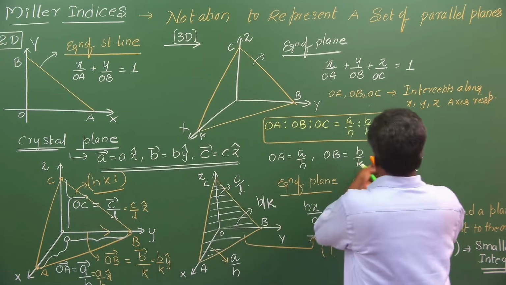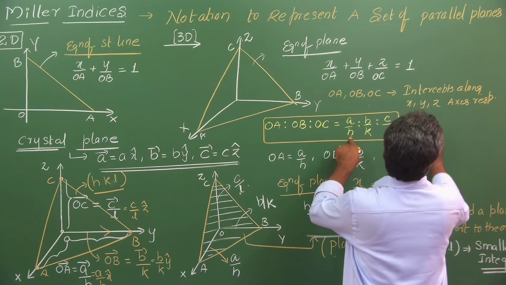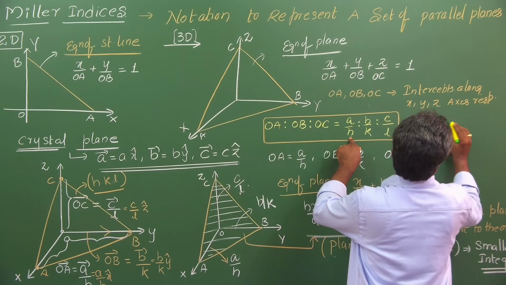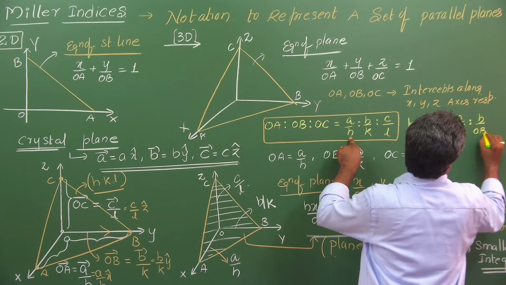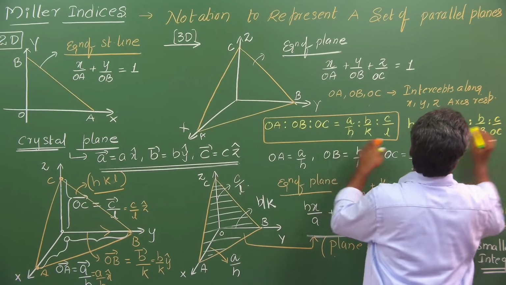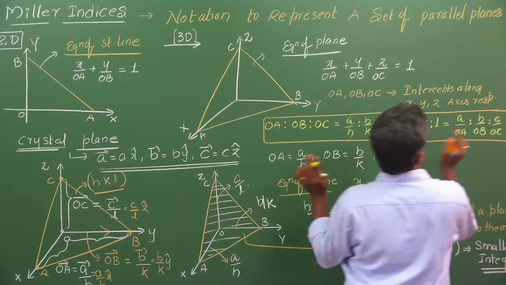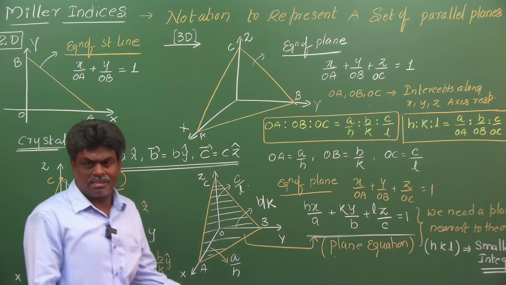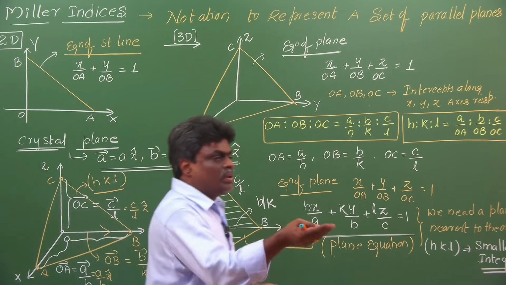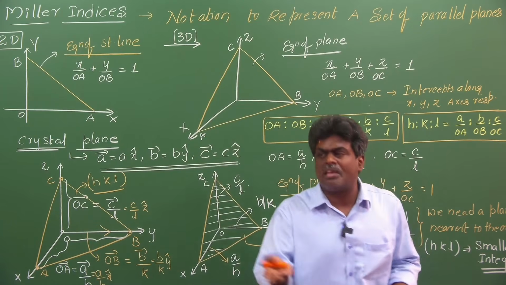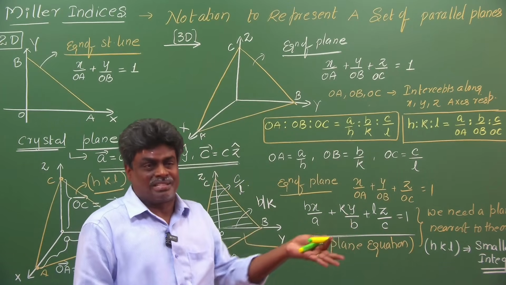Or else, H is to K is to L equal to A by OA, B by OB, C by OC. Very few people are saying either this equation or this equation. Any one thing you have to remember. If they are asking HKL, what is the formula? H is to K is to L equal to A by OA is to B by OB is to C by OC, where OA, OB, OC, they will give the intercepts.